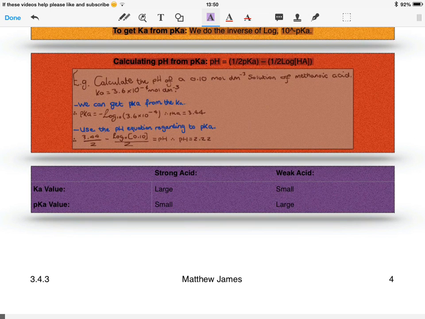Finally, to end this video, we just need to know how the Ka values and pKa values correlate in terms of the acid. For a strong acid, we will have a large Ka value but a small pKa value. For a weak acid, it'll just be the inverse of this, so we'll have a small Ka value and a large pKa value. And that's all you really need to know for the Ka equations. You will see them again in buffers, but we'll get to that when we get to it.